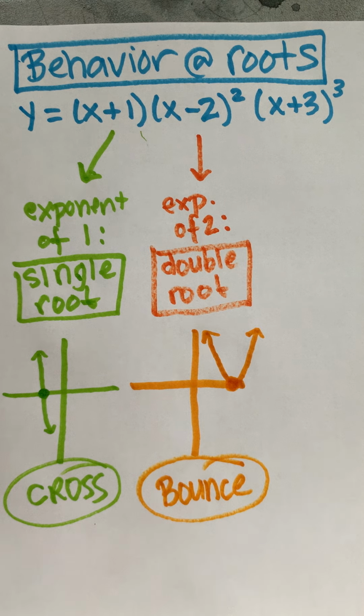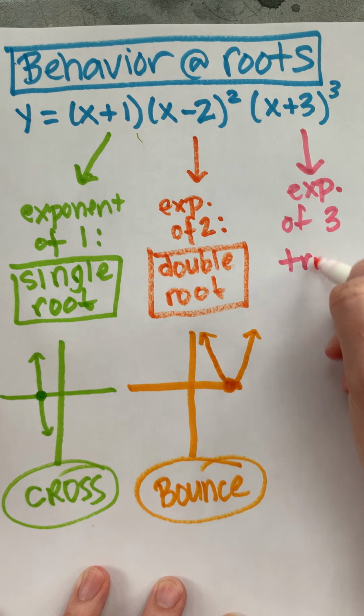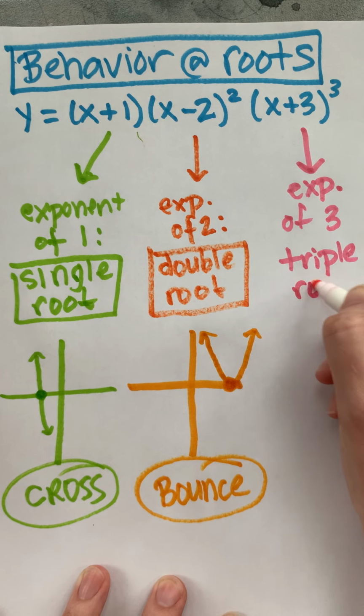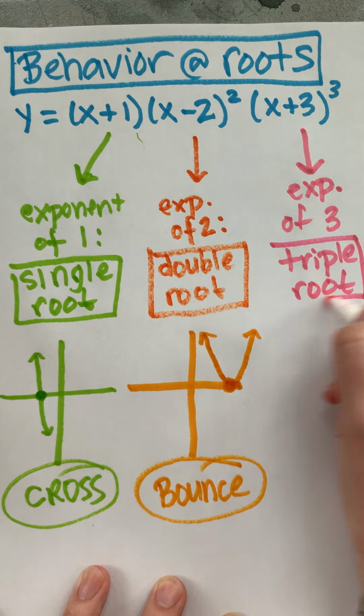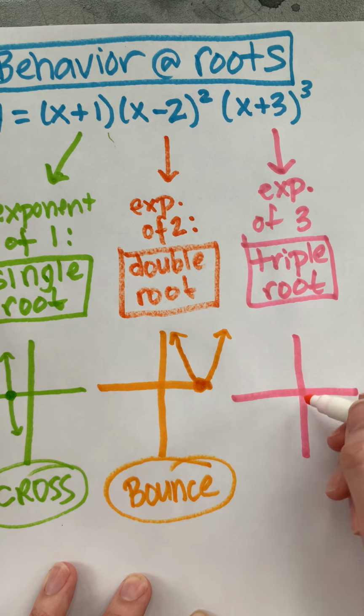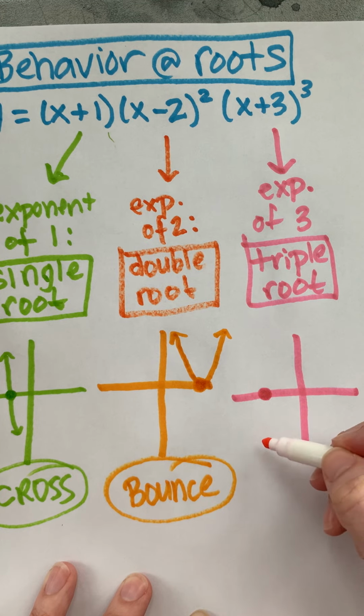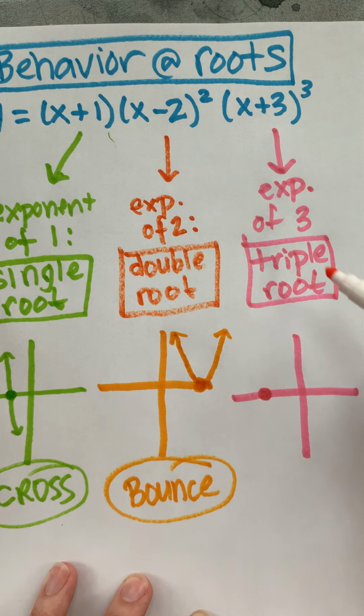And now the last one that you will see is when a factor has an exponent of 3, which is going to be called a triple root. So what that means for your behavior on the graph, since this is x plus 3, your intercept would be at -3.